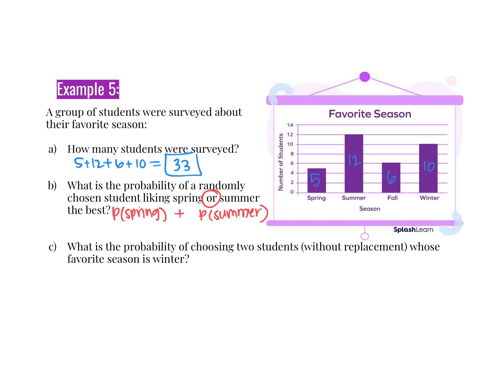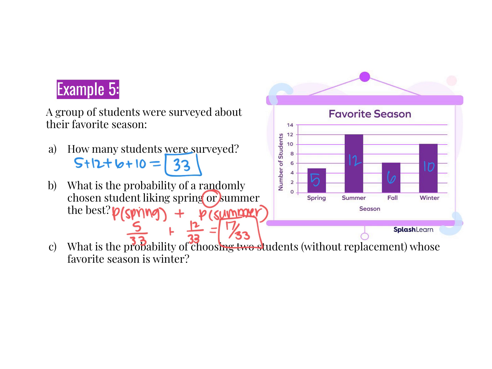Now, spring was 5 out of 33. And we're going to add that to summer, which was 12 over 33. And when we add, we just add right across that top and keep the bottom because we've got matching or common denominators. So what we end up with is 17 over 33.